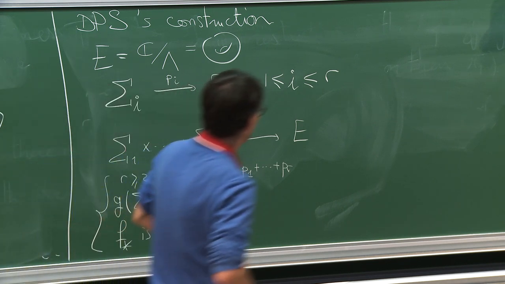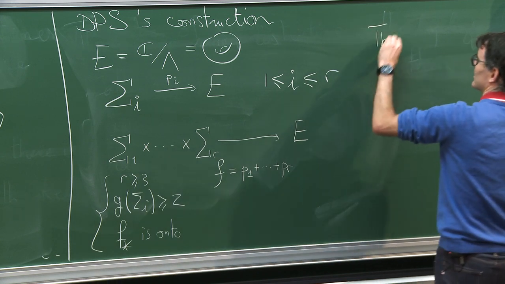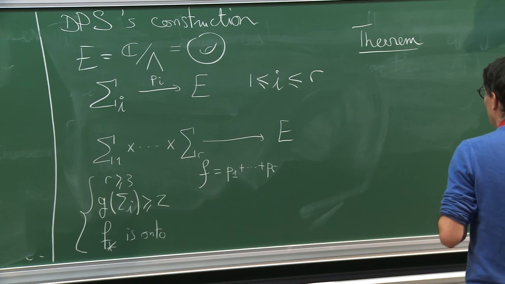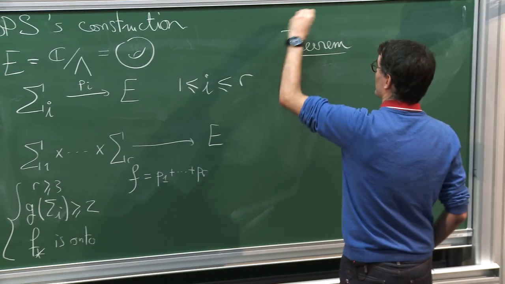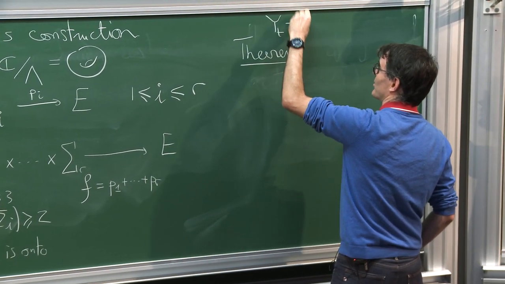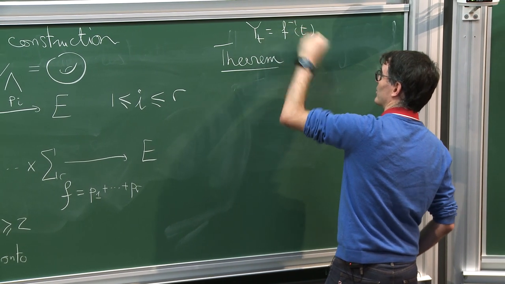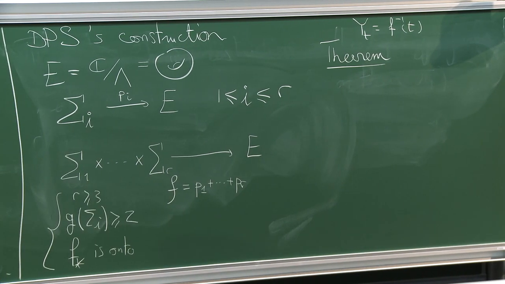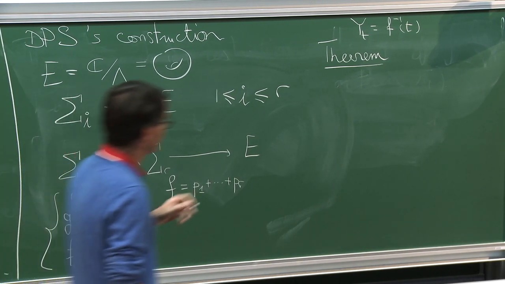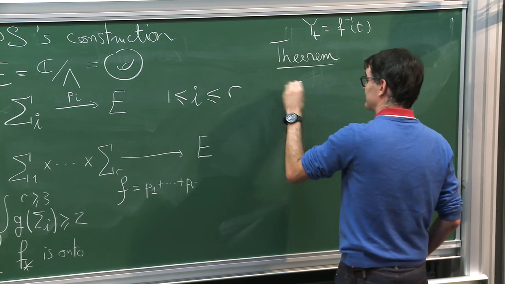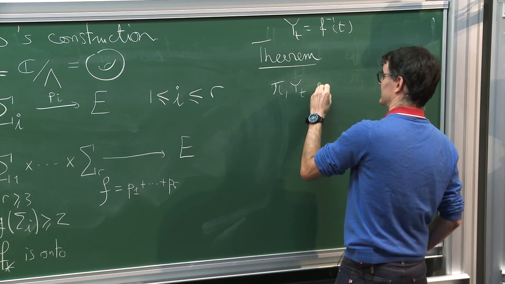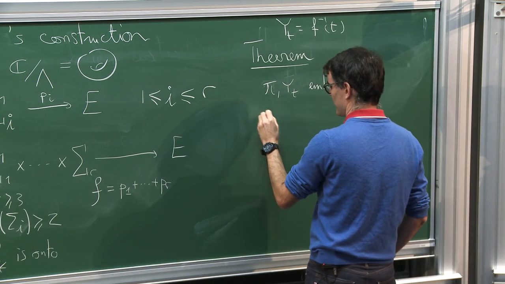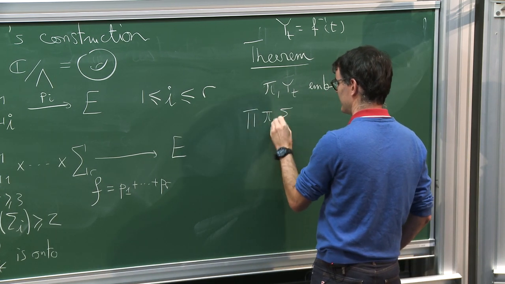Okay, and what do they prove? Dimca, Papadima and Suciu. Well, the first thing is that I will call Y_t the preimage of t. If t is a point of E, then Y_t will be the inverse image of t. So what they prove is first that pi_1 of Y_t embeds in the product of the pi_1 of the Sigma_i.